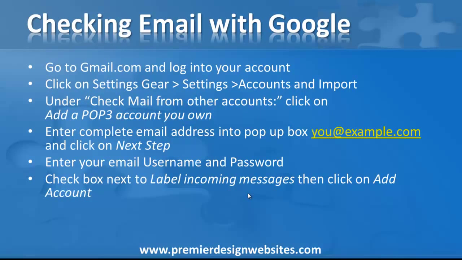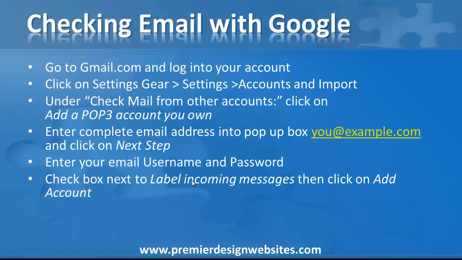I'm going to run through this really quick, and then we're going to actually do it for you, but these are the steps that we're going to be taking. So first we're going to go to gmail.com and log into your account. And then we'll be finding the little gear guy. I'll show you what that looks like, the settings gear. And we'll click on Settings and Account Imports. And then we're going to scroll down to Check Mail from Other Accounts. And we'll click on Add a POP3 account you own.